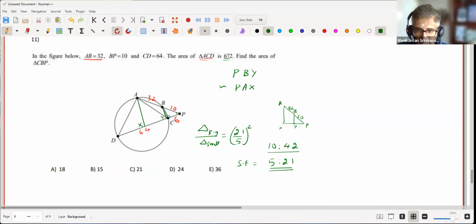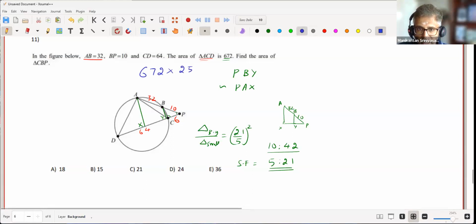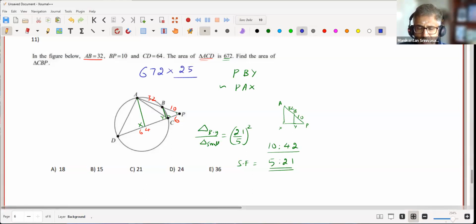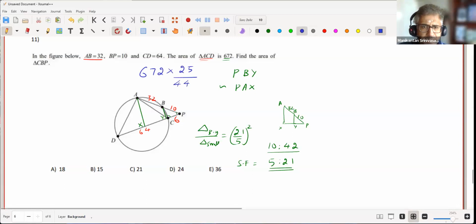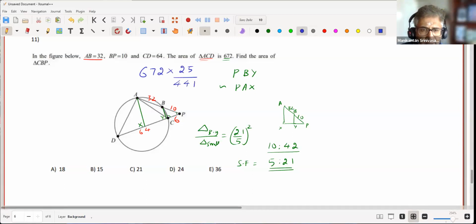In fact, I should have written it out the reverse. But anyway, so the smaller area is 672 into 25 by, what is 21 square, guys? 441. Does this work out? So hopefully this will divide. Oh no, I'm making a mistake.